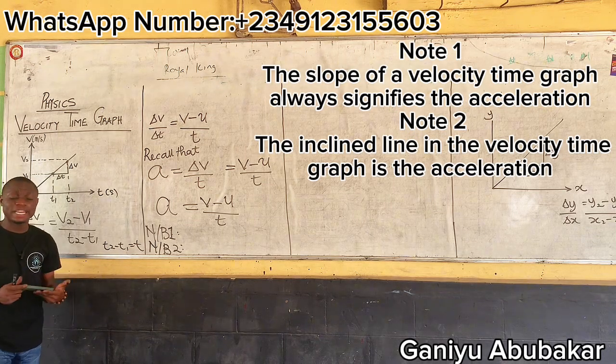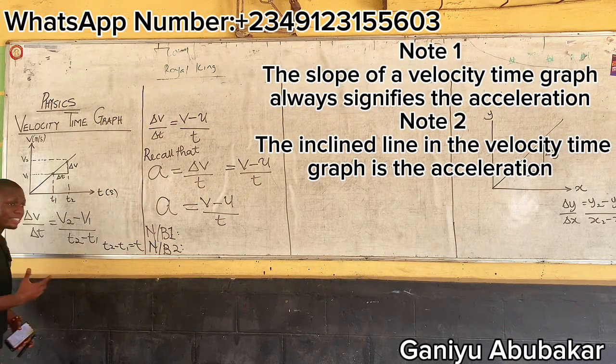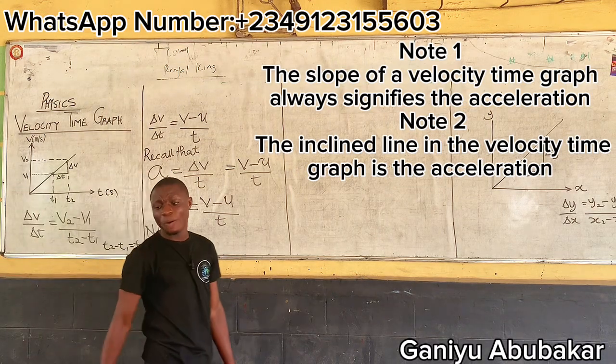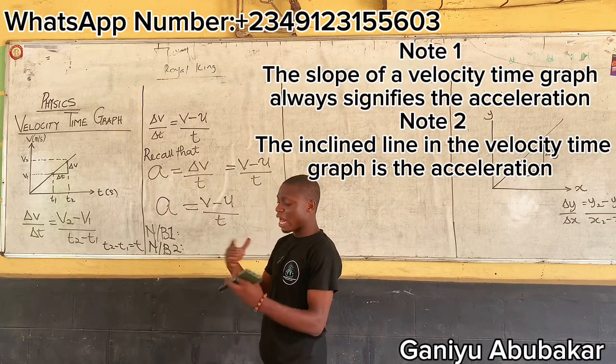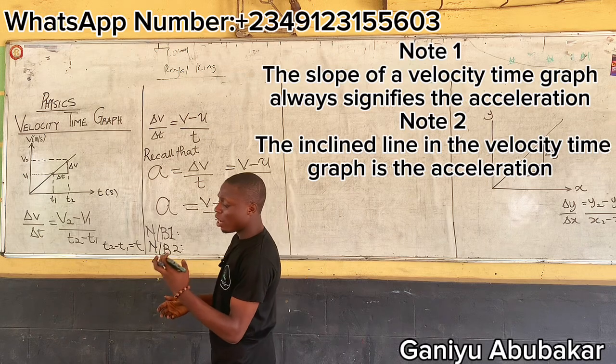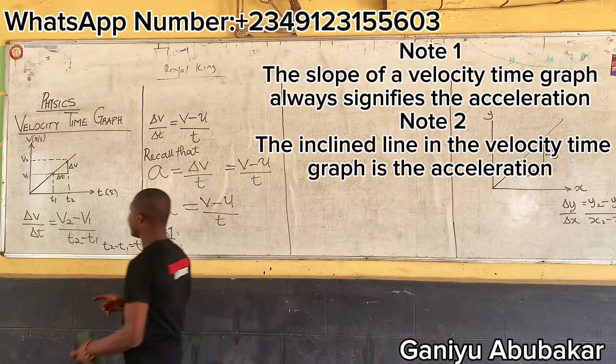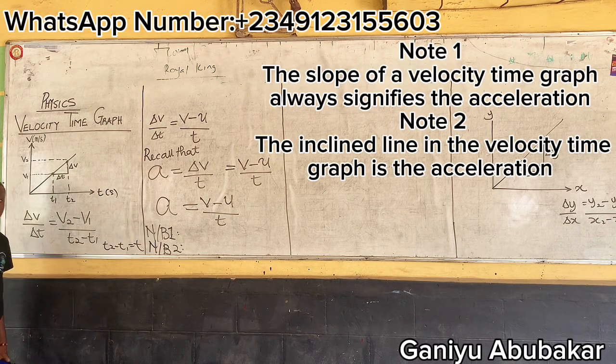The inclined line you're seeing represents, or signifies, the acceleration. The inclined line in a velocity time graph is the acceleration. Please notice very well: either slope or inclined line signifies the acceleration. That's your first thing to note.